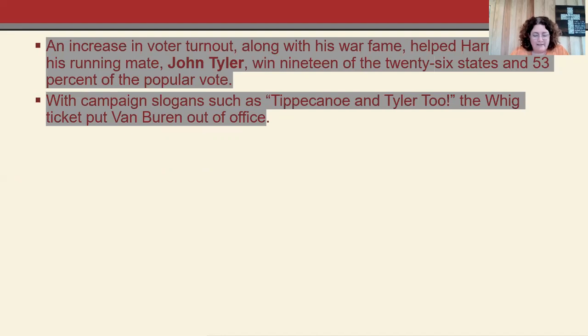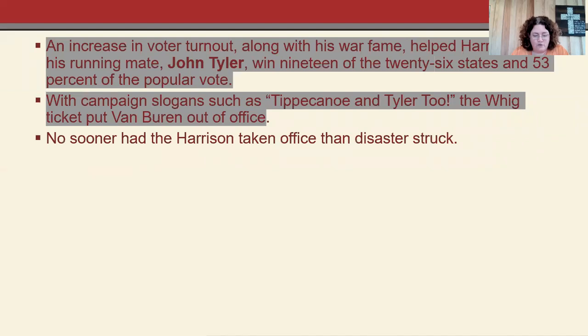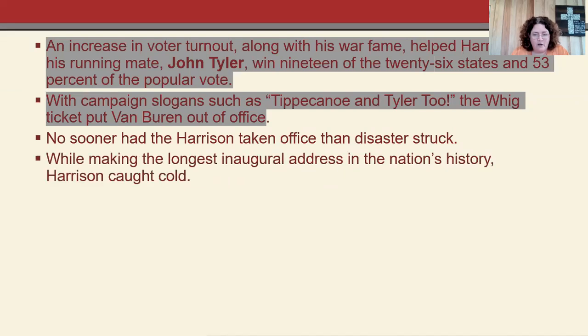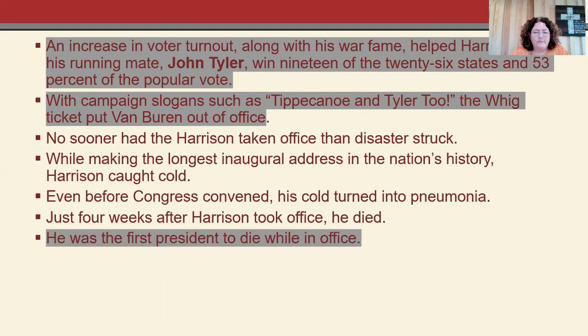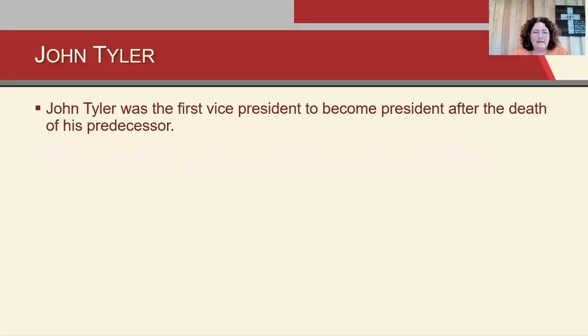No sooner had the 68-year-old Harrison taken office than disaster struck. While making the longest inaugural address in the nation's history, Harrison caught a cold. Even before Congress convened, the cold turned into pneumonia. Just 4 weeks after Harrison took office, he died. He was the first president to die while in office. So that made his vice president become the president. He was the first vice president to become president after the death of his predecessor.